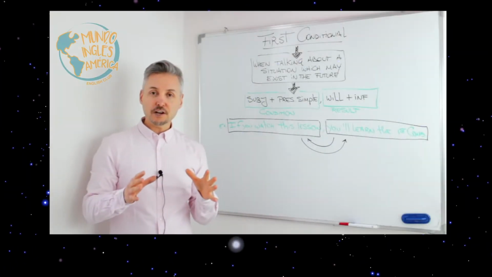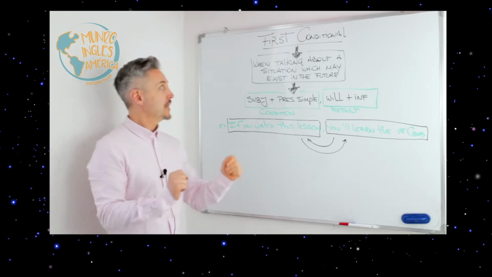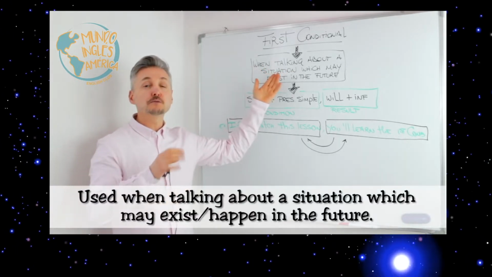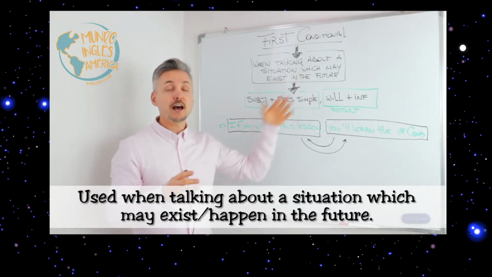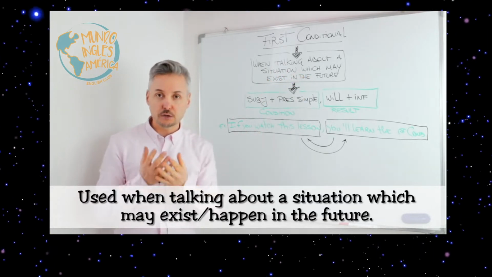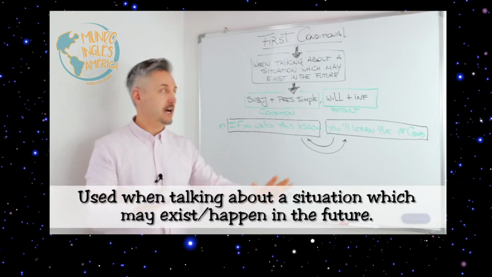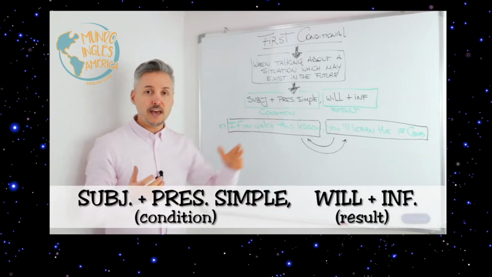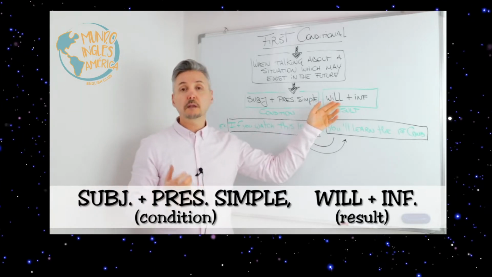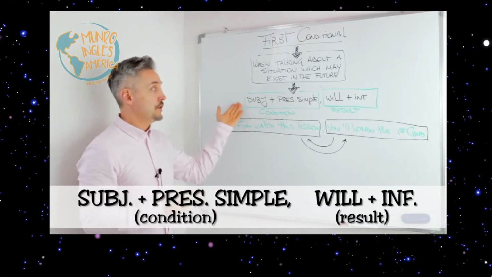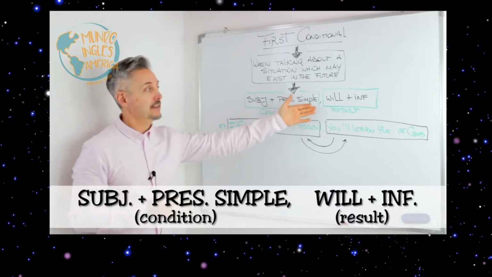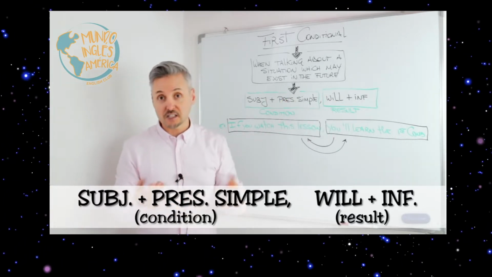Now, let's concentrate on the first conditional first. We use it when talking about a situation which may exist in the future, and thus is a probable situation. We have a formula, and that is the subject plus the present simple. Then we need will plus infinitive. So the first part we call a condition, and the second part we call a result.